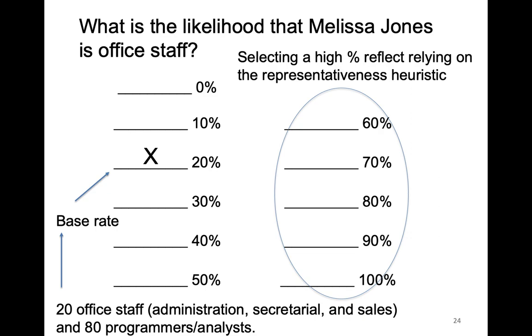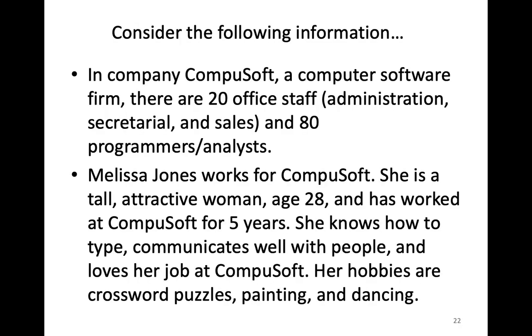Now, if you said it seemed very likely, as in 60%, 70%, 80%, 90%, or 100%, that Melissa Jones was office staff, you would again be relying on the representativeness heuristic. Why? Because there was certain information that made her perhaps seem more stereotypical of somebody that would be office staff and less like a programmer or an analyst.